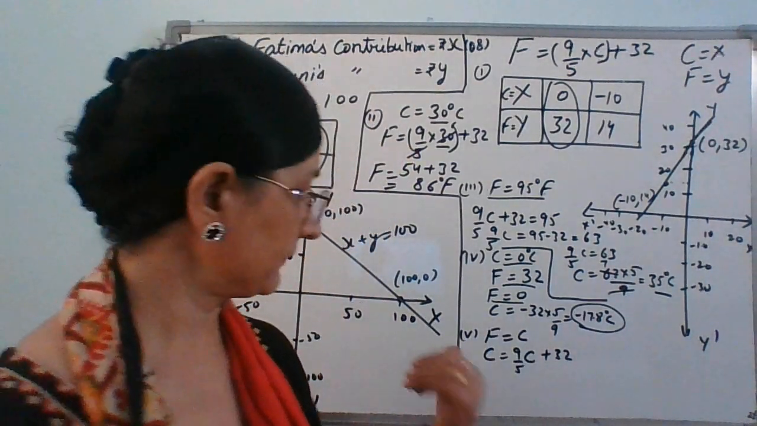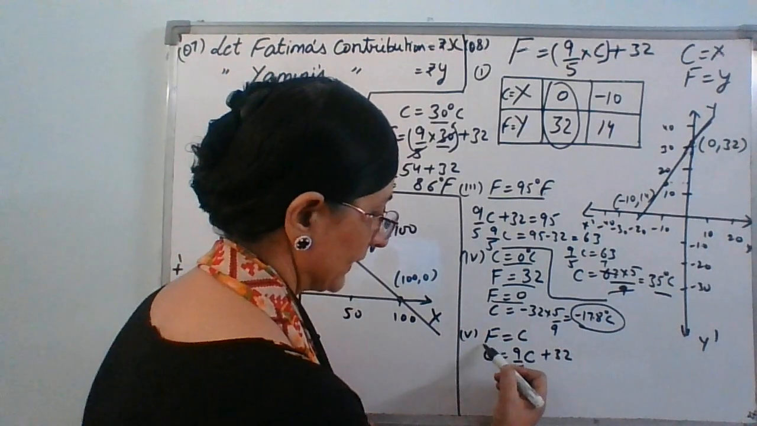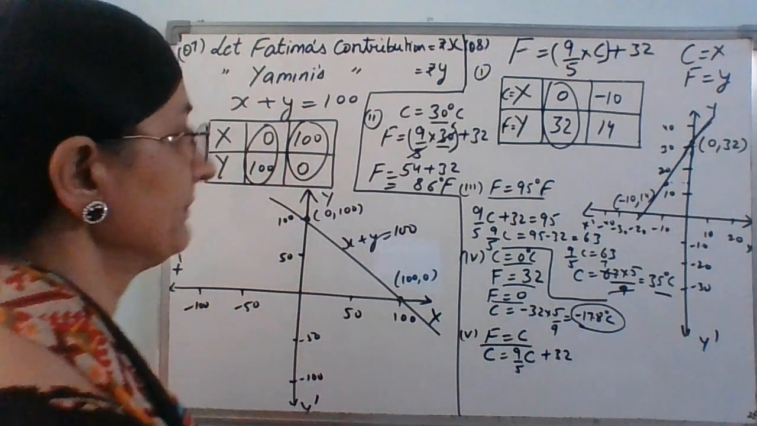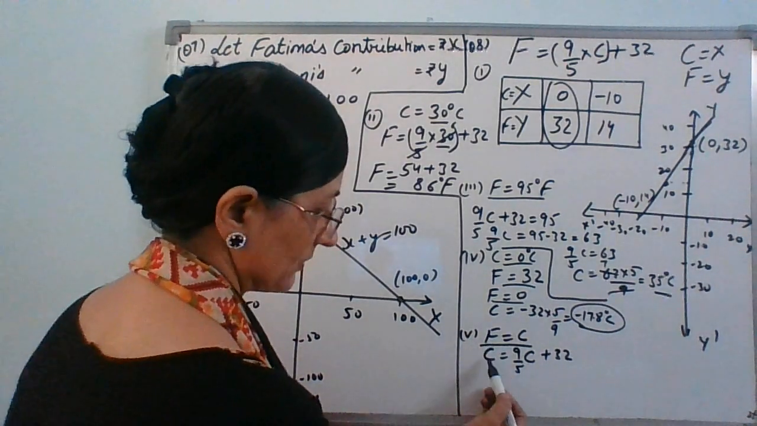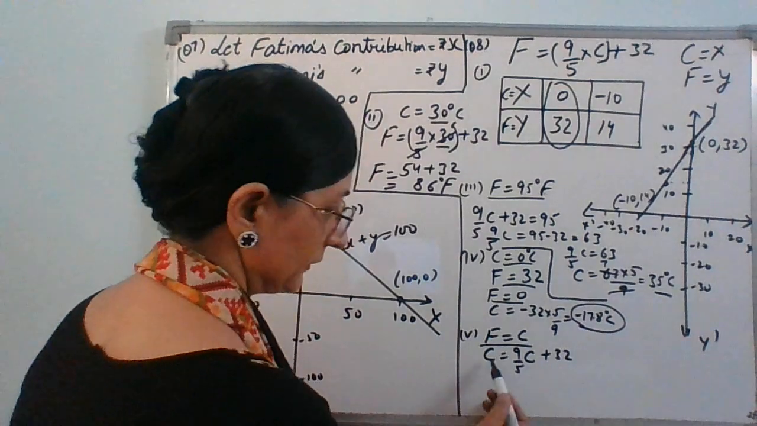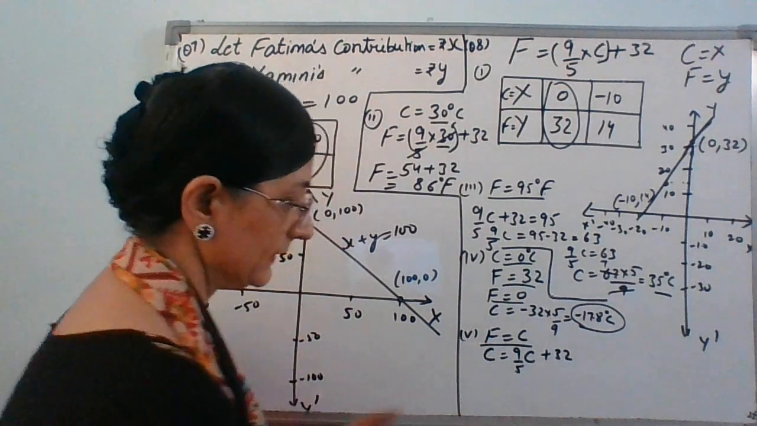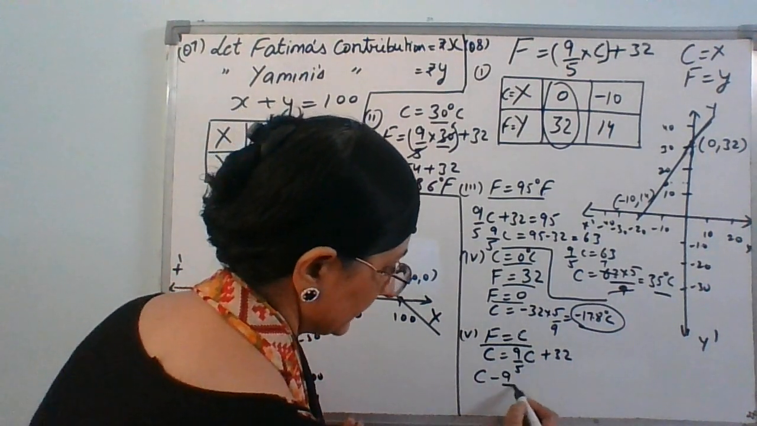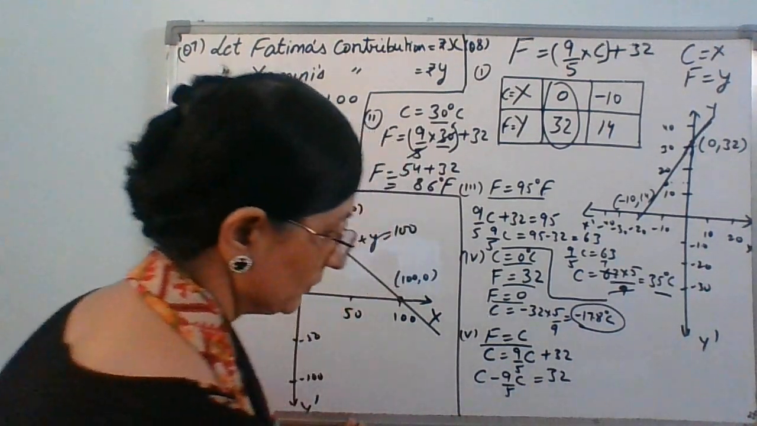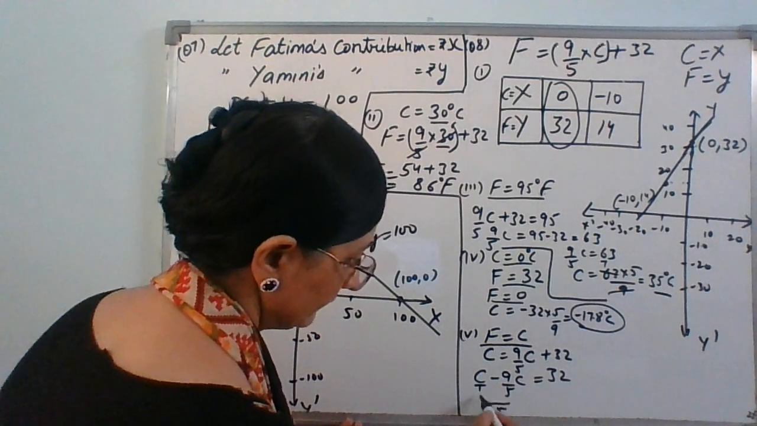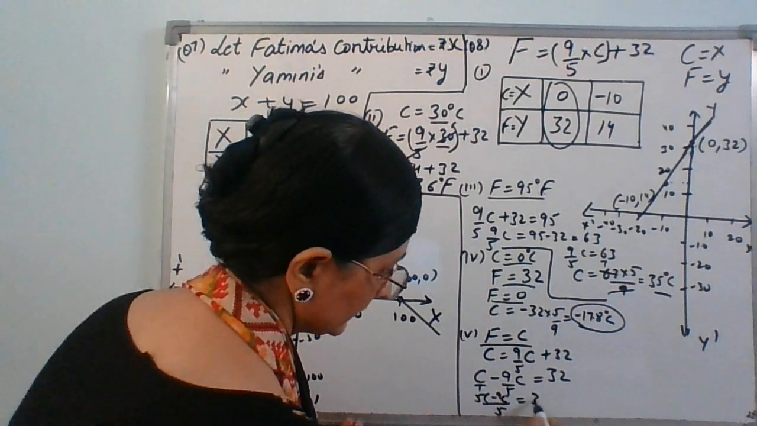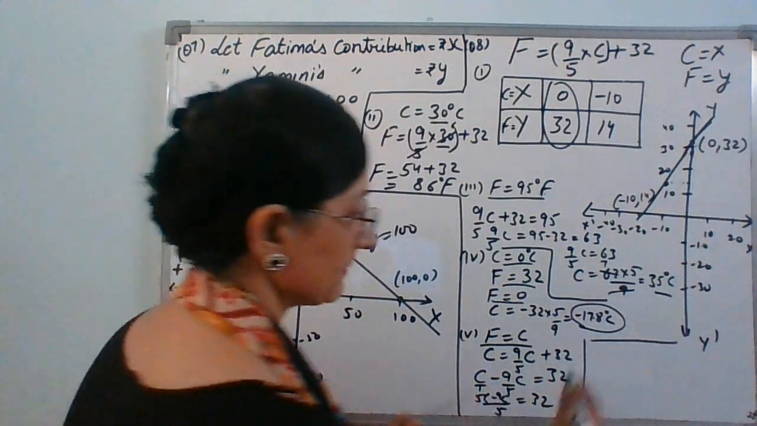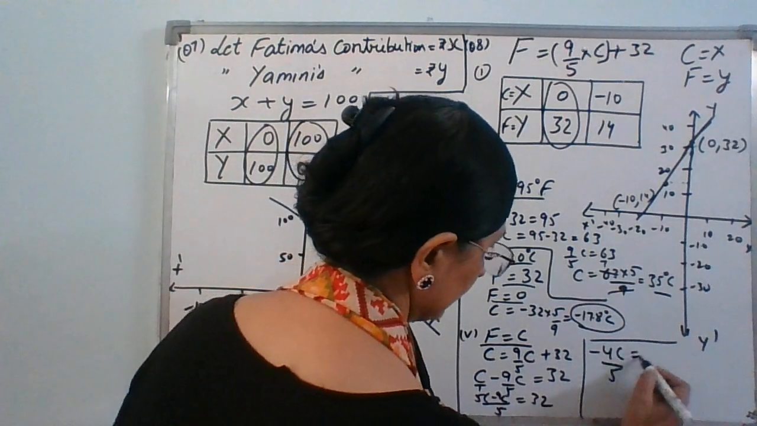Then the fifth part was: at what value of C, in degree C, is F equal to C? So let us substitute C for F here. It was F is equal to 9 by 5 C plus 32. In place of F just substitute C. Let us see what happens here. C terms are like terms, bring it to the left with a change of sign. Take out the LCM, here 5 will come. 5C minus 9C is equal to 32. And right here, 5 minus 9 is minus 4C by 5 is equal to 32.